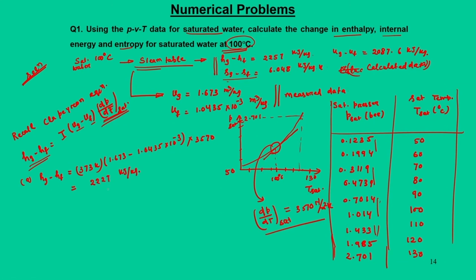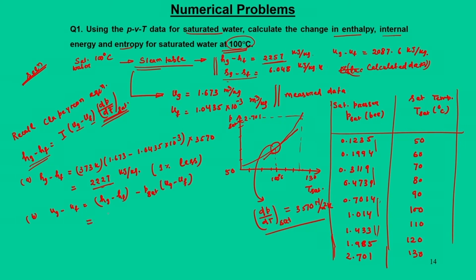So we recall this is 2227, but the actual steam table value is 2257. That means the Clapeyron equation is accurate to within 1%. Okay, and once you know enthalpy, we can find the internal energy: Ug minus Uf is nothing but Hg minus Hf minus P saturated into Vg minus Vf.